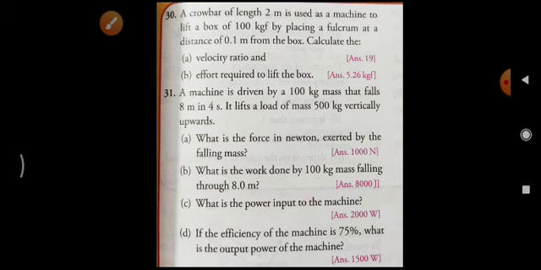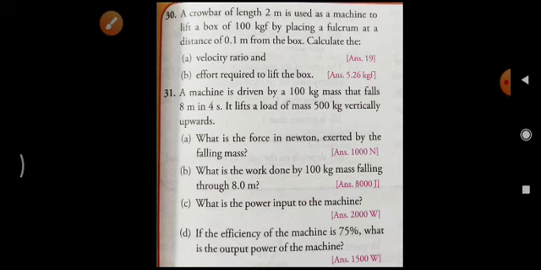So velocity ratio is equal to distance moved by effort divided by distance moved by load, that is dE divided by dL, which is 1.9 divided by 0.1, equal to 19.